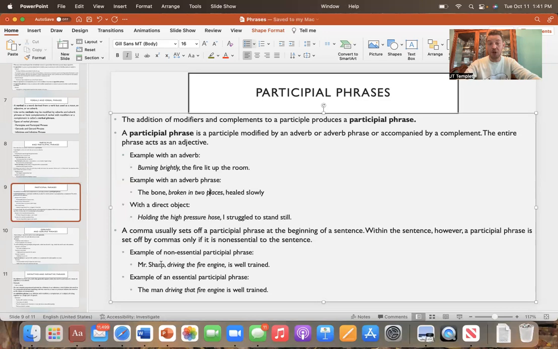So let's see it here. Mr. Sharp, driving the fire engine, is well trained. While it definitely makes the sentence better, I can use these commas to lift it out and still have meaning that Mr. Sharp is well trained, right? Example of an essential, the man driving that fire engine is well trained.